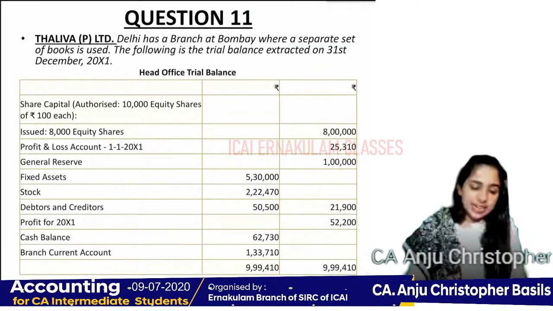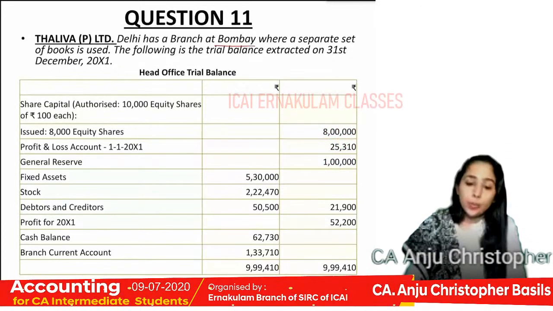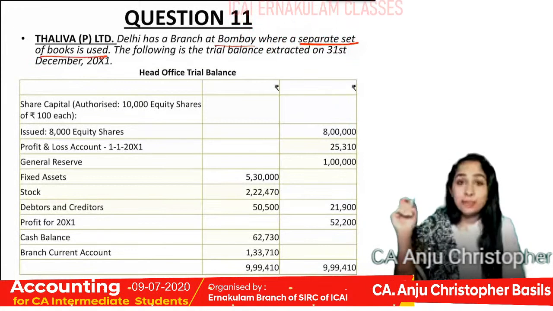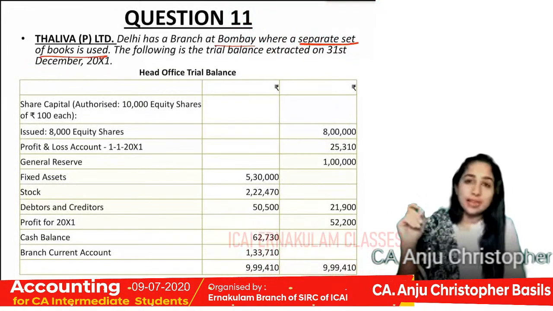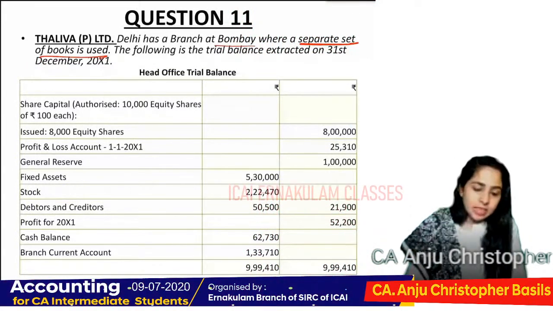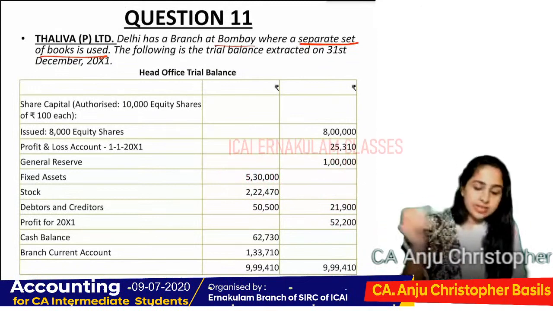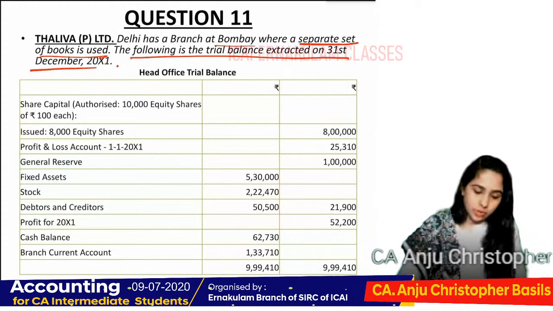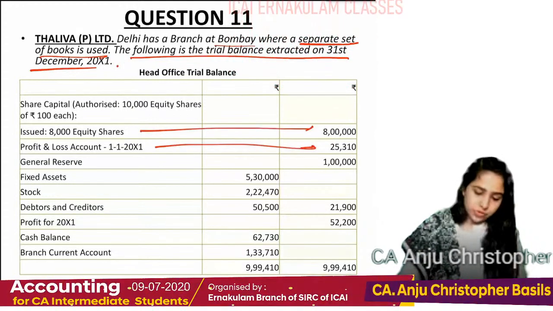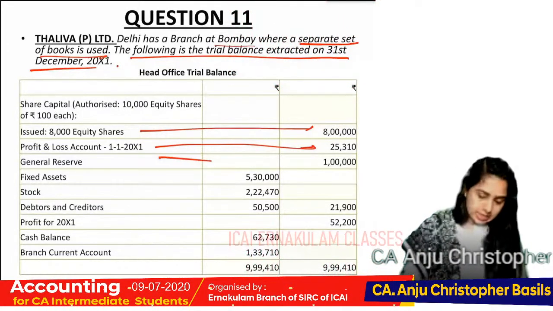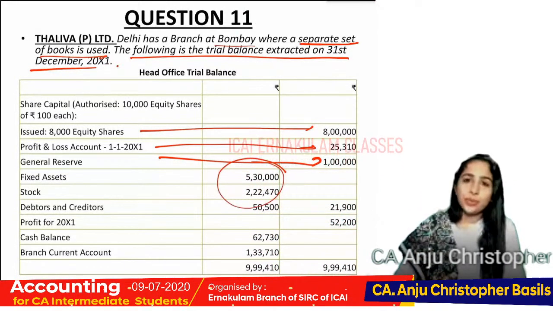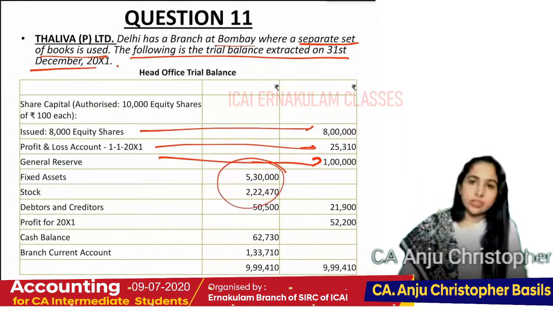So Talaiba Private Limited, Delhi, has a branch in Bombay where a separate set of books is used. Alright, so this is an independent branch, students. It's an independent branch. Okay. The following is the trial balance extracted. So the trial balance is given to you. Alright, you have the capital, you have the profit and loss account, you have general reserve, you have the fixed assets, and the cash balance, branch account, and so on. Alright. So these are the details given to you.